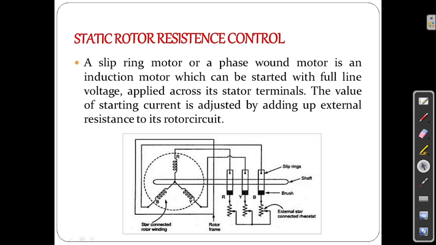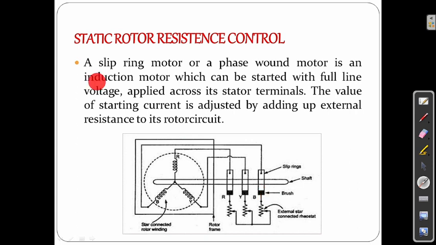Good day to all. Today we are going to see static rotor resistance control. You will see here a star connected rotor winding. Here is one coil, here is one coil, here is one coil. These are all connected to the slip rings with brushes and the external star connected resistance over here. And this is the star shaft and this is the brush.